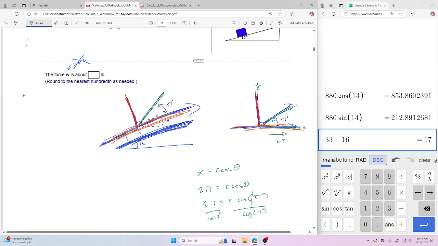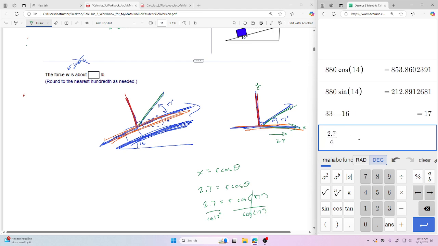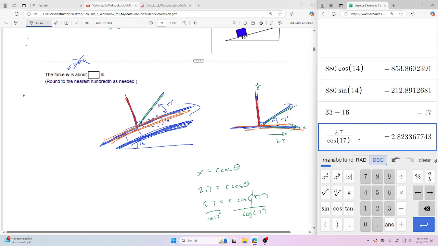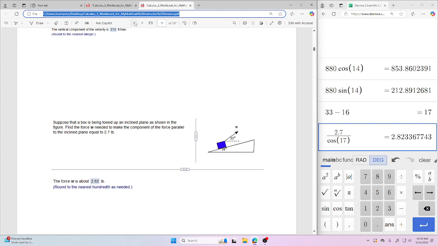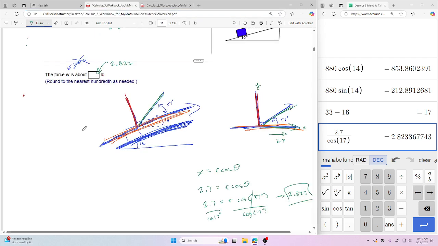Again, degree mode, so we should be fine here. 2.7 divided by cosine of 17. And so what I have is 2.823. That's going to be my answer. Now, of course, I want to double check this thing. I'm going to flash it right quick. Here we go. 2.82. Yep, we got it. Cool.